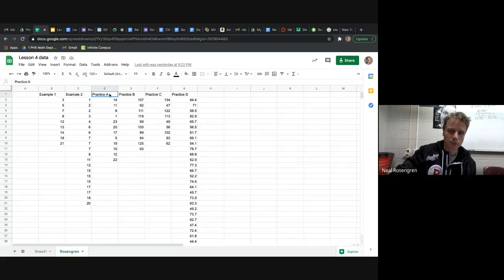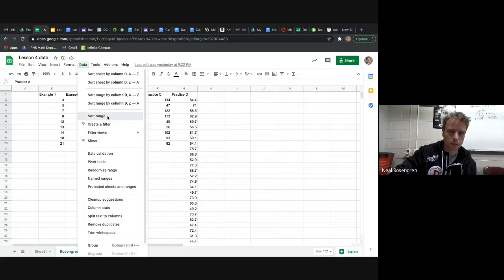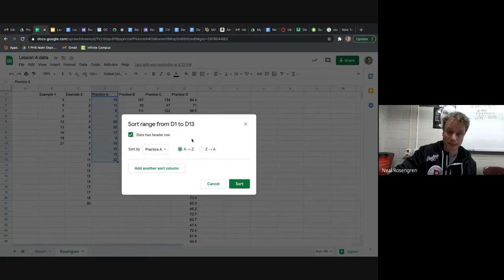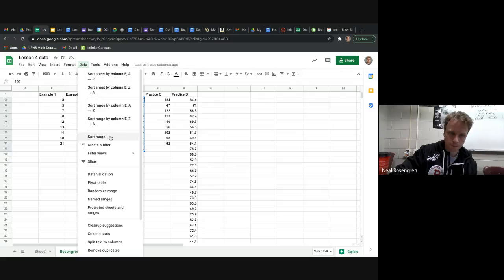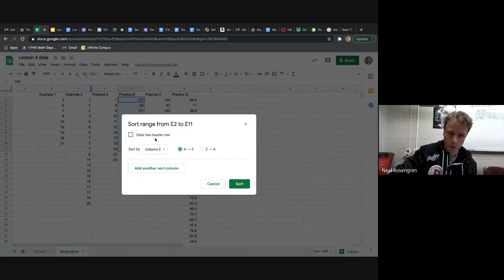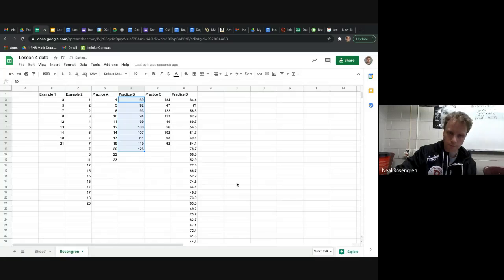So just select the data. Okay. So I'm just clicking and dragging down. So I select all of that data, sort range, practice A, because I click the header row, and then from A to Z. Okay. Same thing with B. Now here's another option too. You don't have to click the practice B part. You can just select the numbers, sort range, and then don't click the data has header row, and then sort it. Maybe that's one fewer click, and that's always a good thing, right?